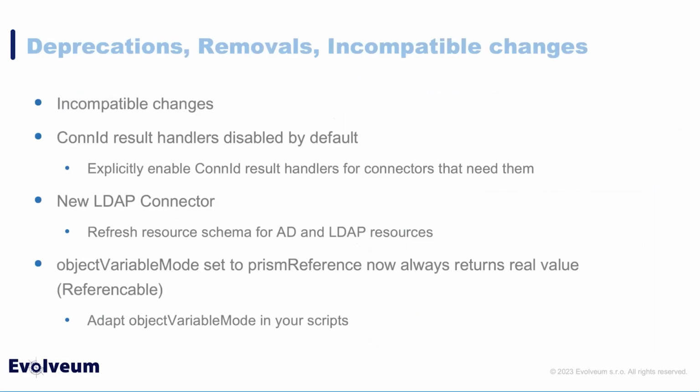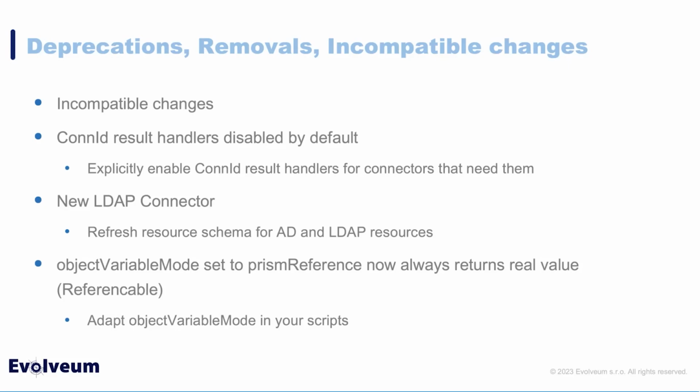Regarding deprecations, removals, and incompatible changes, there were not many of them in 4.7, but let's have a quick look at them. ConID result handlers are disabled by default. Result handlers were enabled by default in previous MidPoint versions, as this was the default in the ConID framework. However, most connectors do not need result handlers, and sometimes they may even be harmful when used with some connectors. Therefore, the default setting was changed in MidPoint 4.7.